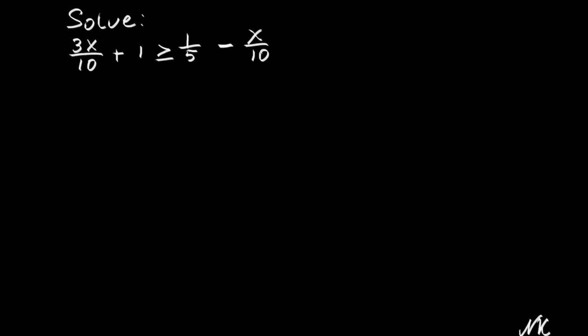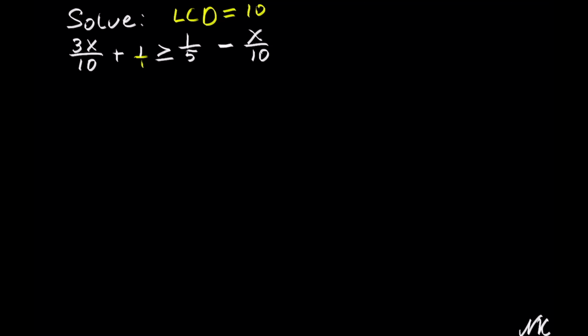Here we're going to solve 3x out of 10 plus 1 is greater than or equal to 1 out of 5 minus x out of 10. The best way to go about this inequality is to multiply each term by the LCD, which is the least common denominator. We have 10 in the first denominator, 1 is out of 1, then we have a 5 and another 10. So the smallest number that can be evenly divided by 1, 10, and 5 is 10. We can multiply each term by 10.